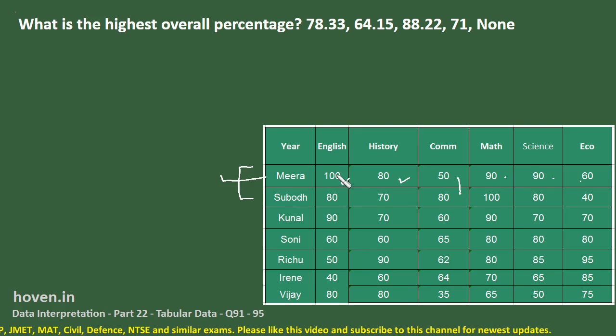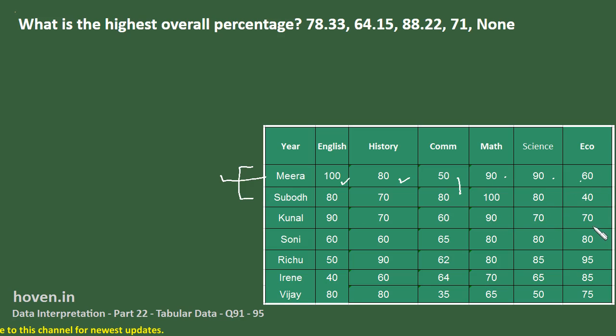Compare Meera with Kunal. Meera is topper, Meera has 10 less, but here it had 10 more and here she still exceeds. So balance out, Meera more 20, Meera less 10. So still Meera is topper. These two are not greater than Meera. Just an oral comparison.